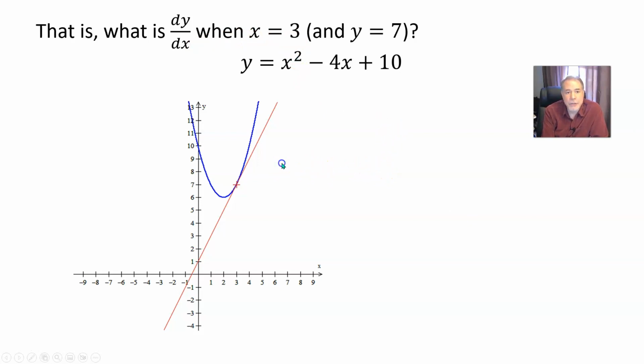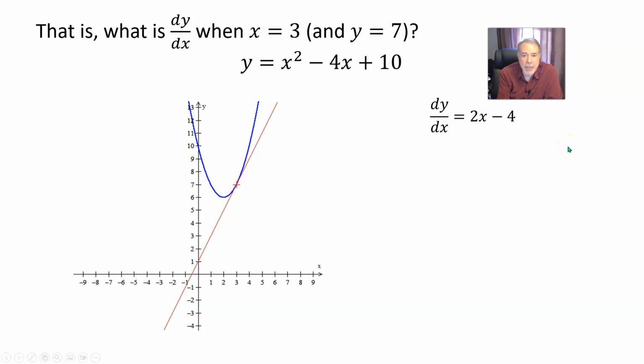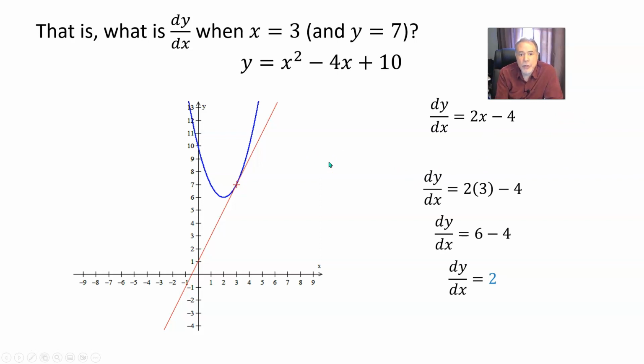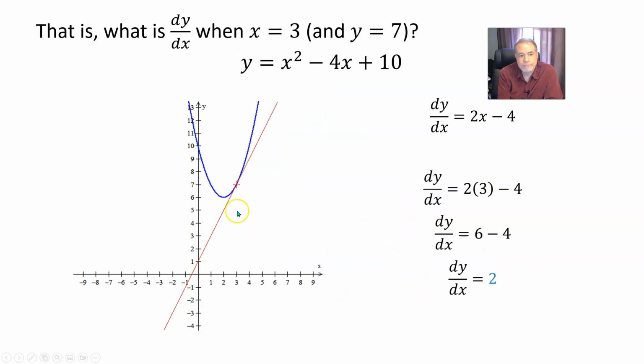And that's easy enough to do. The derivative of x squared minus 4x plus 10 would be 2x minus 4. And then when we plug in 3 for x, we get 2 times 3 minus 4, which is 2. So that tangent line has a slope of 2.